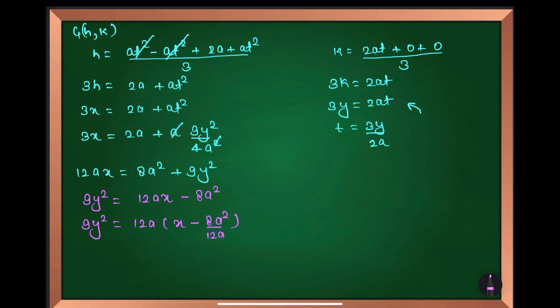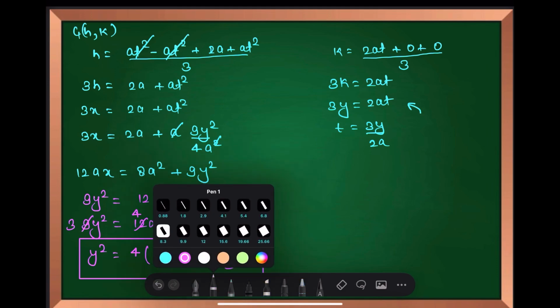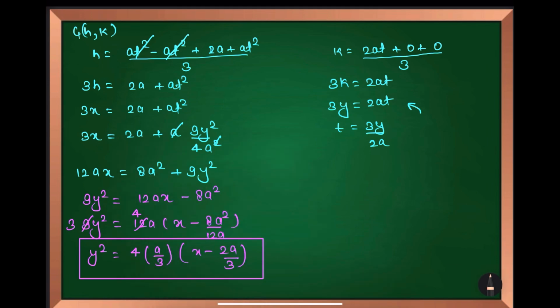Now let's simplify. Can I send this 9 to that side? Yes. So you can simplify, 3 3s are 9, 3 4s are 12. Okay, so you can write y square is equal to 4 times a by 3 and then x minus 2a by 3. So this is your equation of parabola. So the locus of the centroid is a parabola, correct? Now we will try to answer those questions.